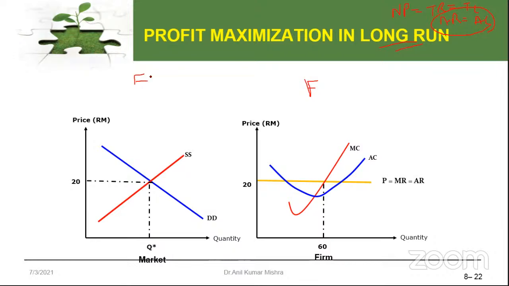This is the farm, and this is your industry. Industry in the sense where demand and supply are equal to each other. That is the industry equilibrium, right? And that determines the equilibrium price. This is the point of equilibrium, and that determines the equilibrium price. This is the market equilibrium, otherwise known as the industry equilibrium.